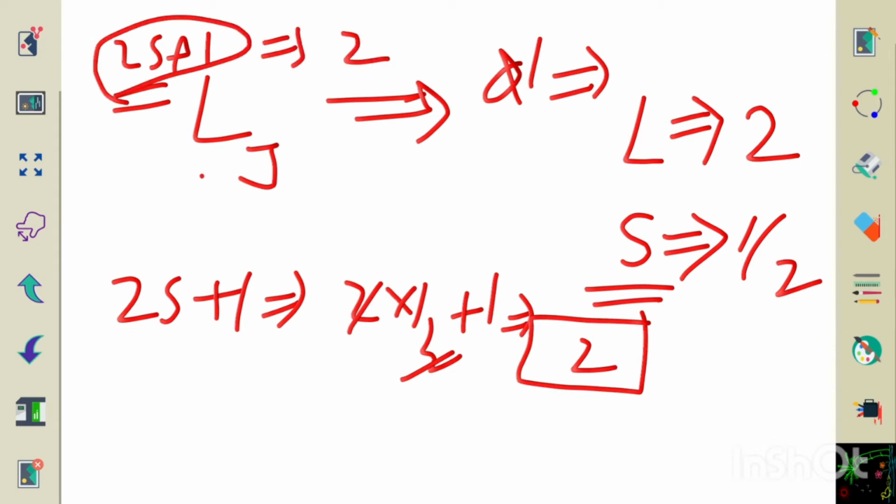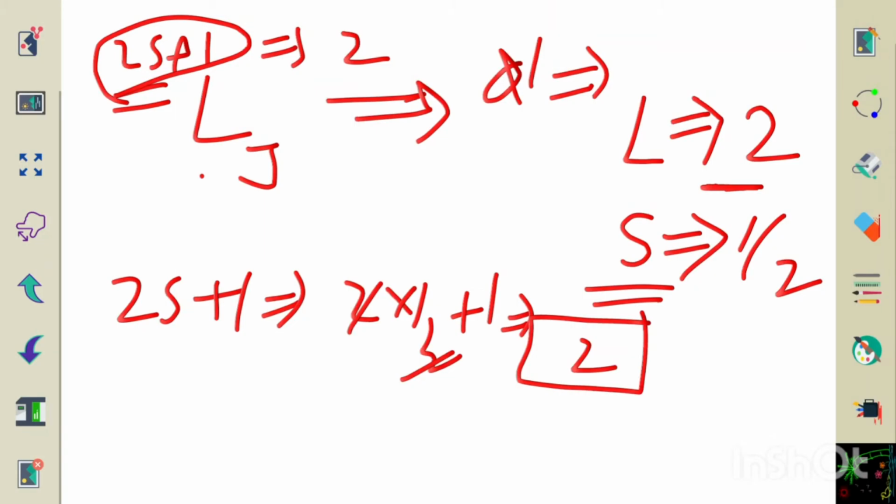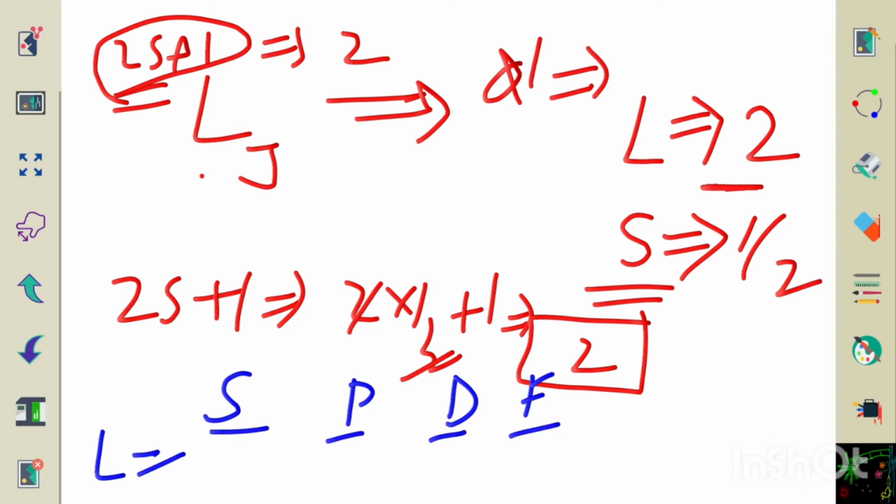L is equal to 2. For the capital L value, as I already told you previously, for small s, p, d, f orbitals we have the l values as 0, 1, 2, 3. Similarly here, this capital L will have specific values. So for S, P, D and F, this time we will write it in capital alphabets.